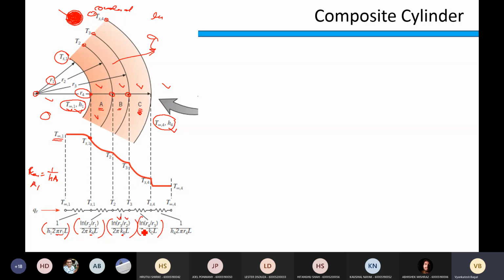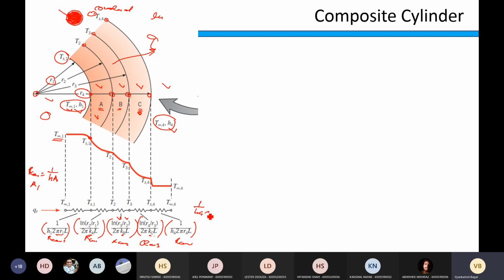So on similar lines, you will write this term ln. Next radius R4 divided by previous radius, which is R3, whole divided by 2 pi kc into L. So conduction 1, conduction 2, conduction 3, and the last one is convection 2.